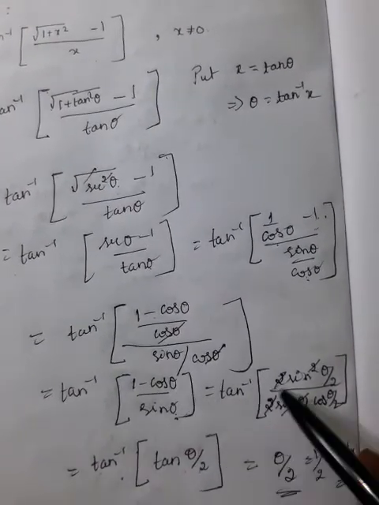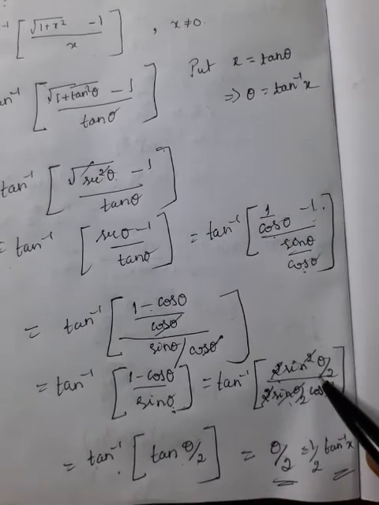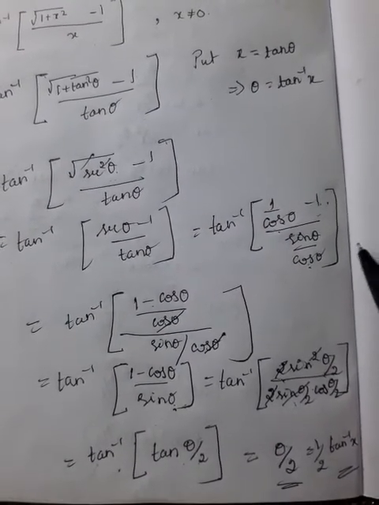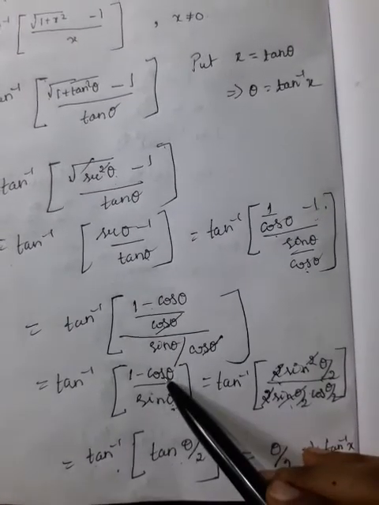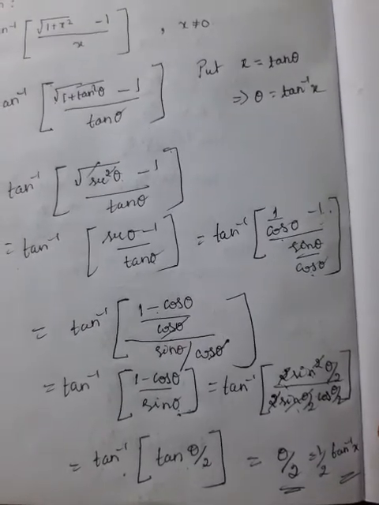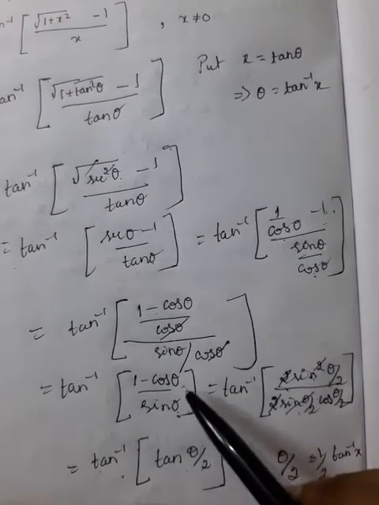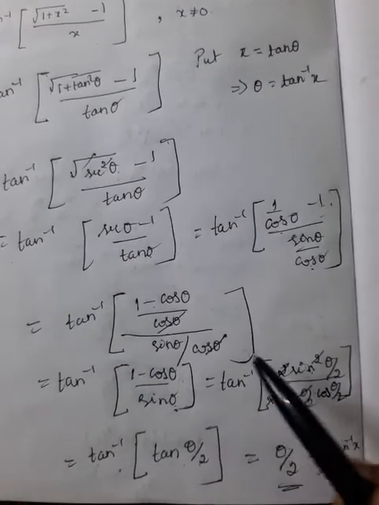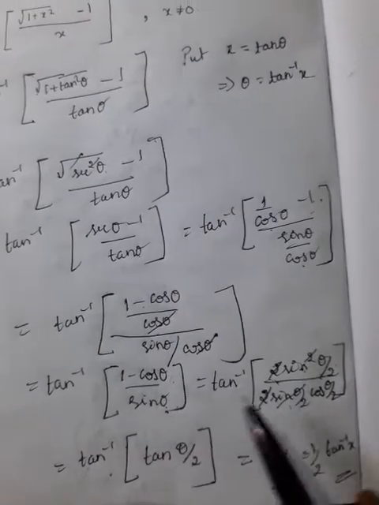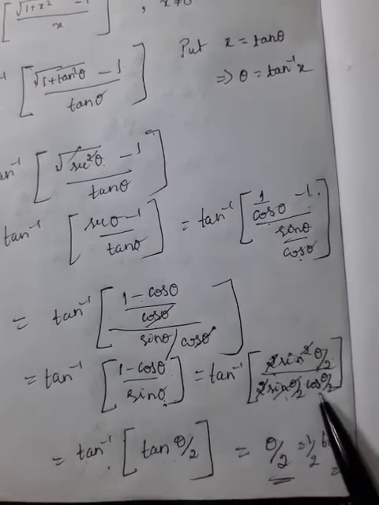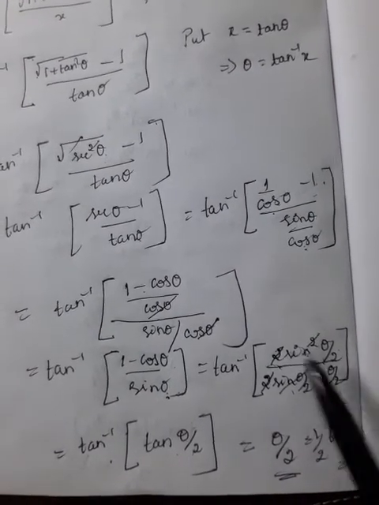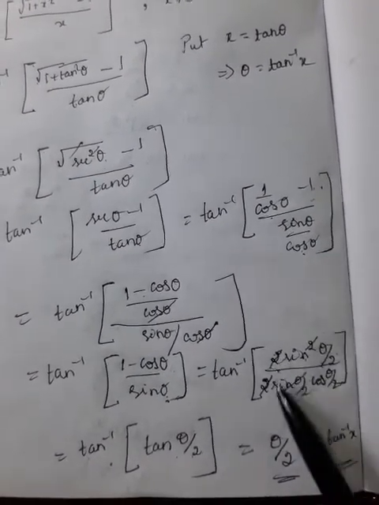1 minus cos theta is 2 sin square theta by 2. This is by using the formula cos 2 theta is equal to 1 minus 2 sin square theta. Instead of 2 theta, I am taking theta, so on the right hand side it becomes theta by 2. Sin 2 theta formula you know, that is 2 sin theta into cos theta. Therefore sin theta equals 2 times sin theta by 2 into cos theta by 2. Here one sin gets cancelled and 2 gets cancelled.